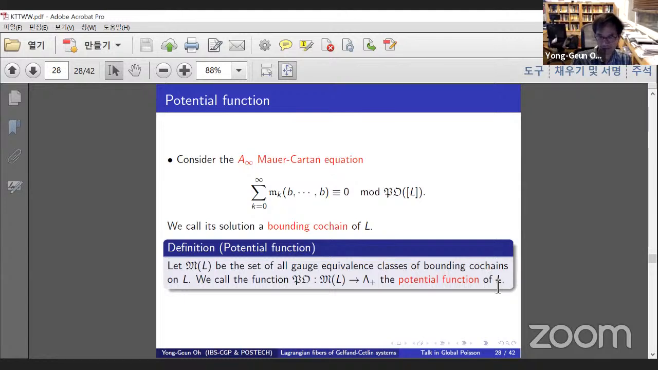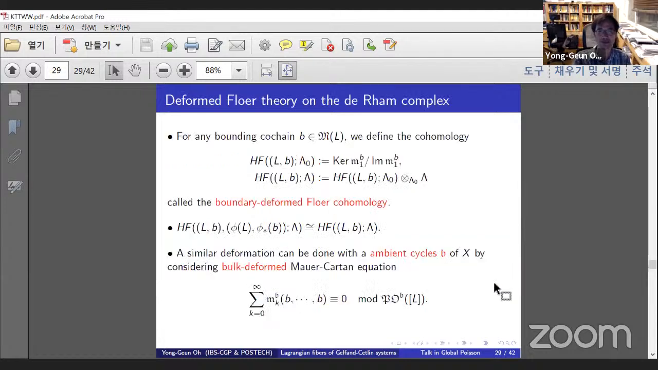Actually, for a Lagrangian submanifold, this Maurer-Cartan equation may not have any solution. If that happens, I don't care, so just discard them. If it has a solution modulo the potential function times the identity, it's called weakly unobstructed. So we are going to talk about weakly unobstructed Lagrangian submanifolds. The upshot is that all the Lagrangian torus fibers and Gelfand-Cetlin fibers are weakly unobstructed. So we can define these potential functions for those Lagrangian submanifolds.